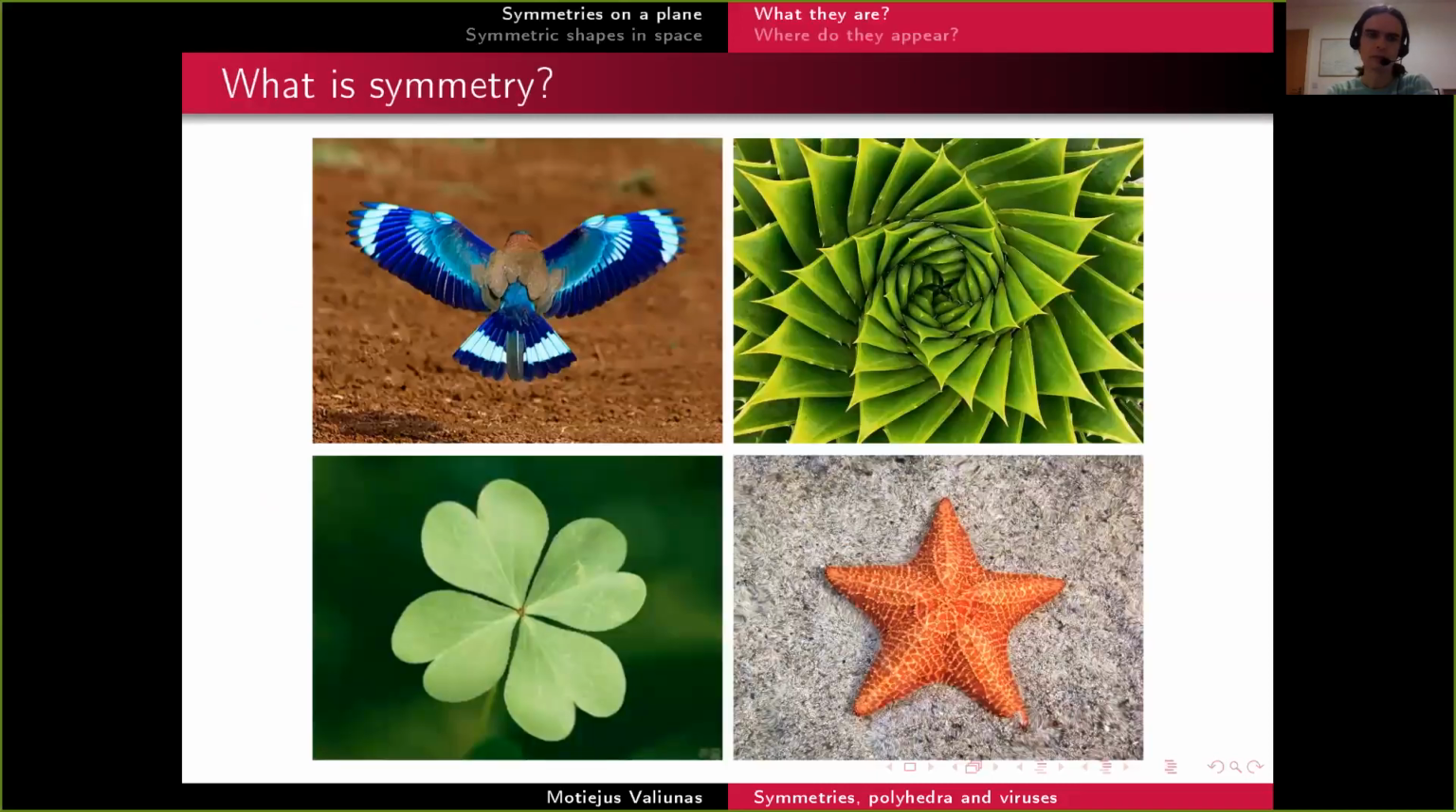So the first question, perhaps, that you may ask is, what is symmetry? Many of you might have already heard the term symmetry, and it usually means some sort of repetitive structure that makes an object nice or visually appealing. In nature, you can see many examples like those shown here. But in mathematics, we have a precise definition, and we can use this definition to describe all these objects that you can see here.